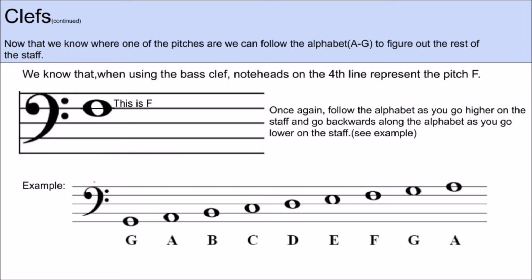Once we know that the fourth line of the bass clef is the pitch F, as you go up the staff, proceed along the alphabet in the normal fashion, and as you go lower on the clef, go backwards down the alphabet. Pictured here is an example with all of the pitches covering all of the spaces and lines on the bass clef staff. Starting on the first line at the bottom of the staff, we have G, A, B, C, D, E, F, G, and A on the fifth or top line of the staff.